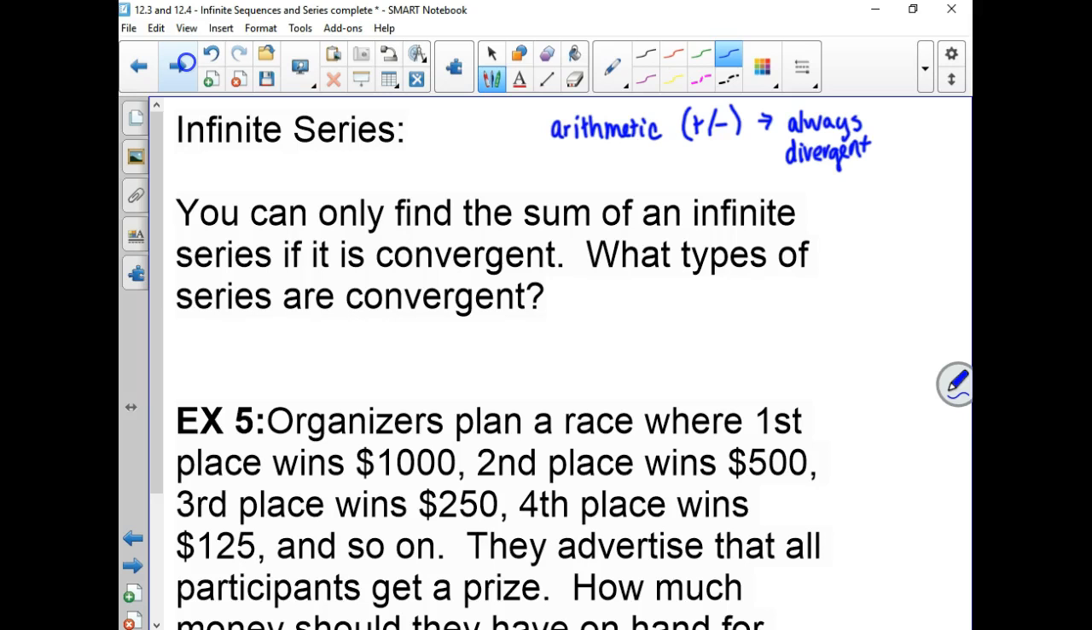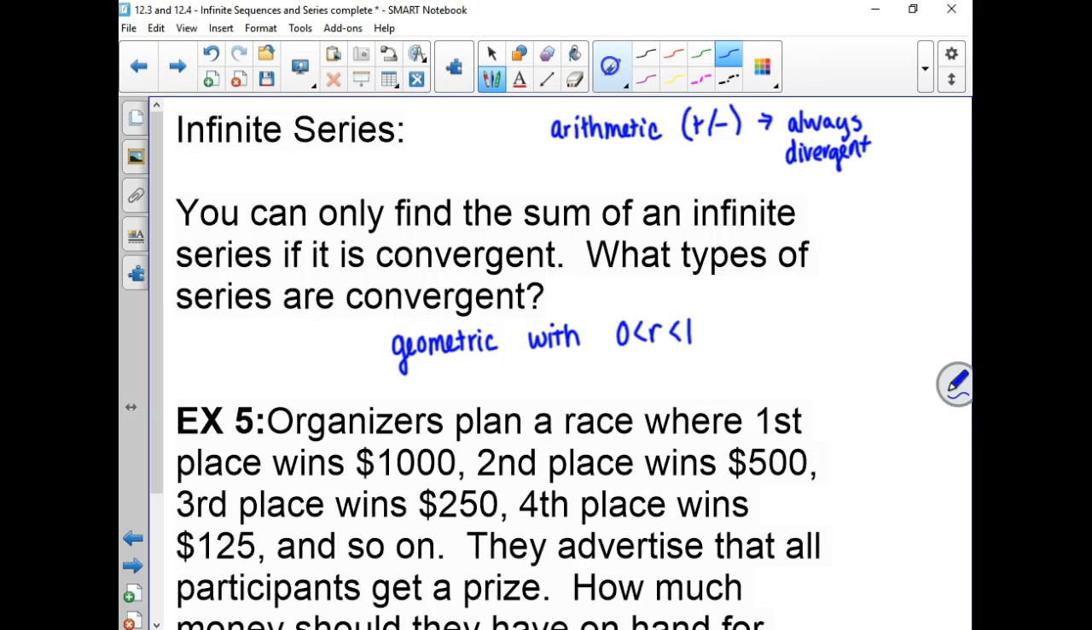So the types that we've looked at, the only one that's going to be convergent is a geometric series with a common ratio, well, that common ratio is between 0 and 1. So you're multiplying by a fraction that's smaller than 1.